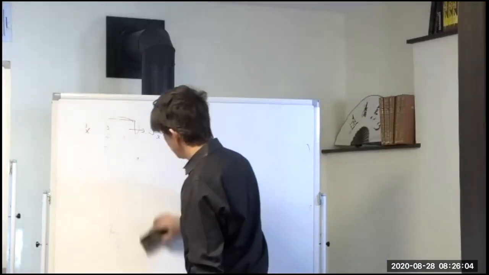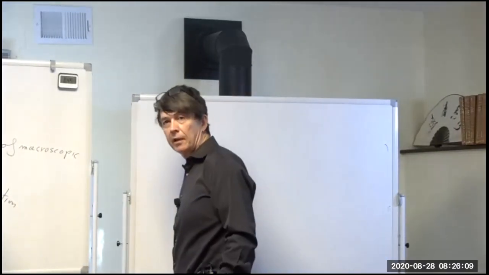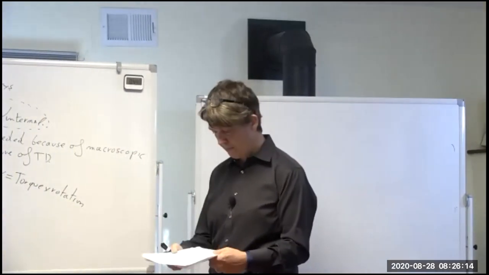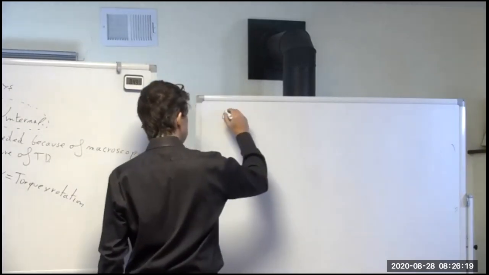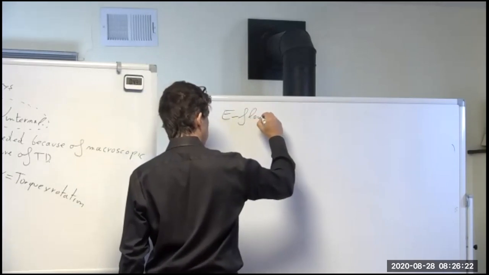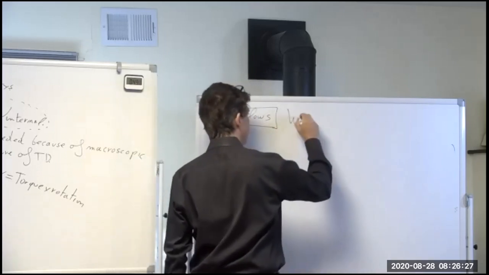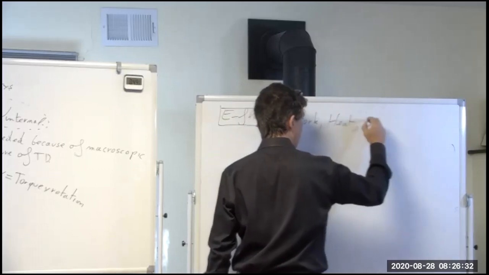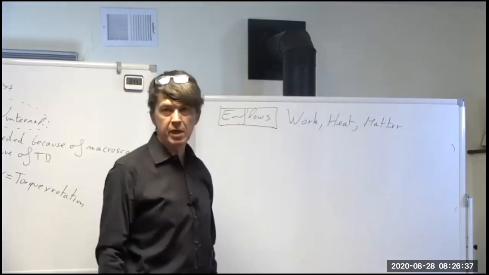So the way we're going to work through this is, first we're going to talk about all the ways you can transfer energy across a boundary and how you quantify them mathematically. So energy flows or energy transfers in thermodynamics are divided as work, heat, and matter. So those are the 3 different ones.